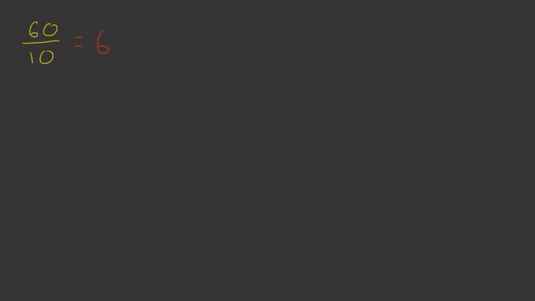Okay, so let's look at numbers such as negative 60 and negative 10. Okay, well that is also going to produce positive 6. Okay, so again, two numbers with the same sign, such as these two numbers and these two numbers, are going to produce a positive outcome. All right, that would apply to any numbers with the same sign.